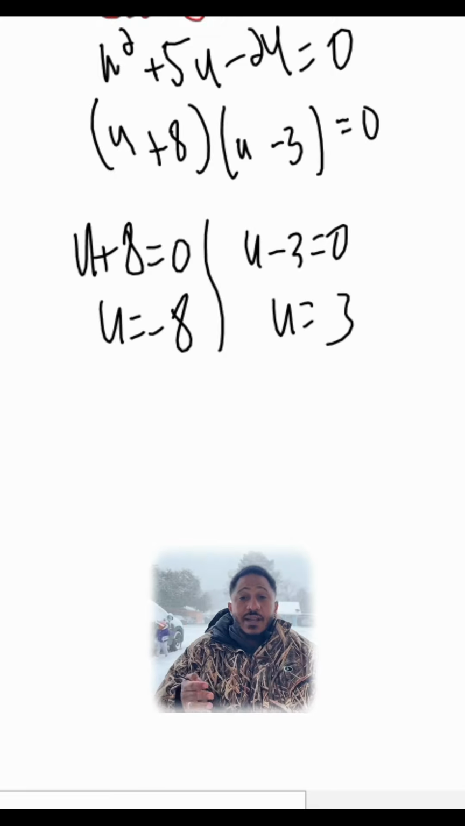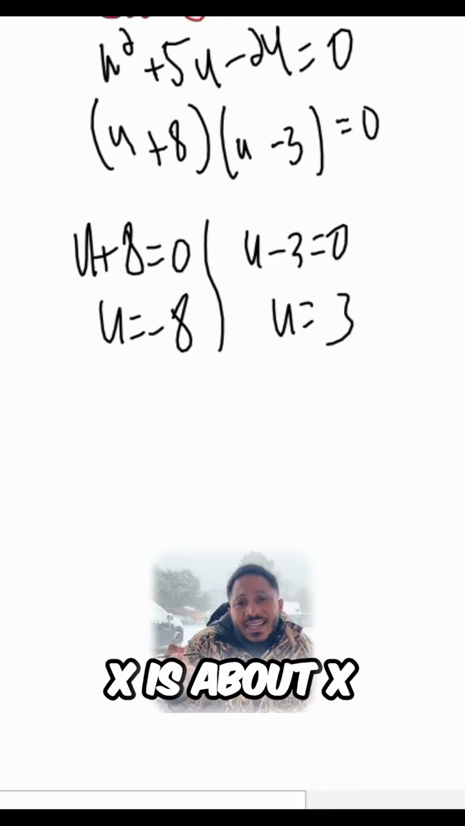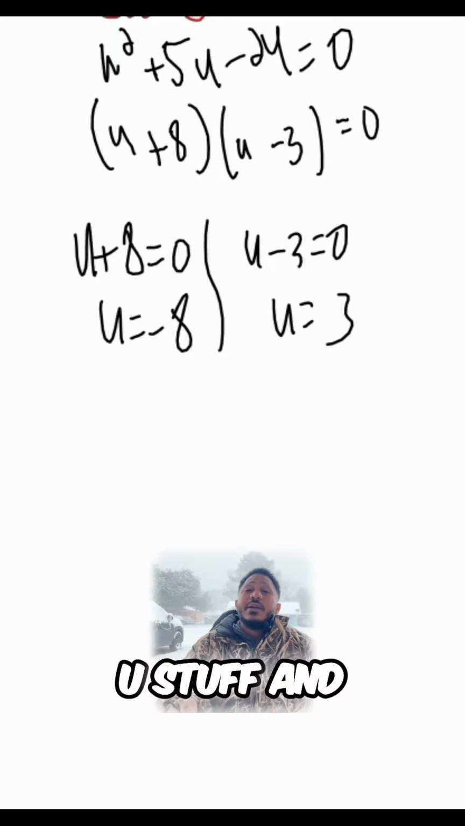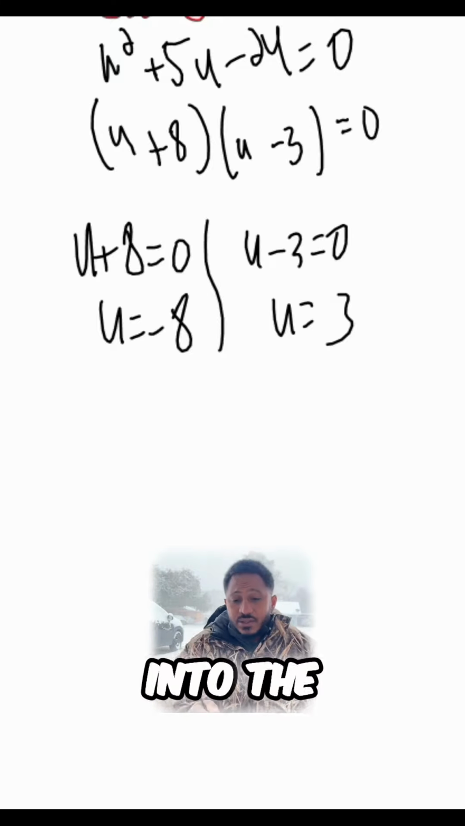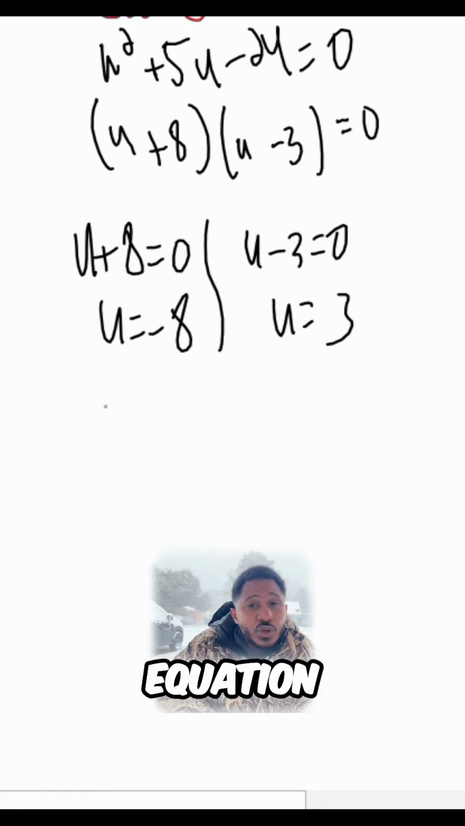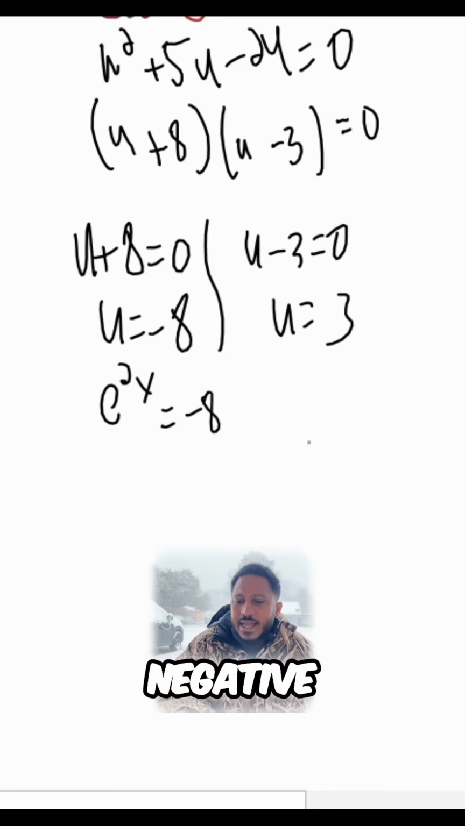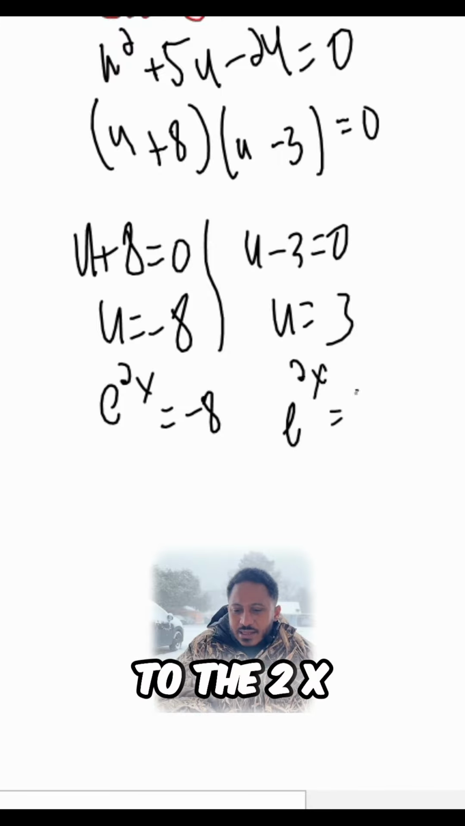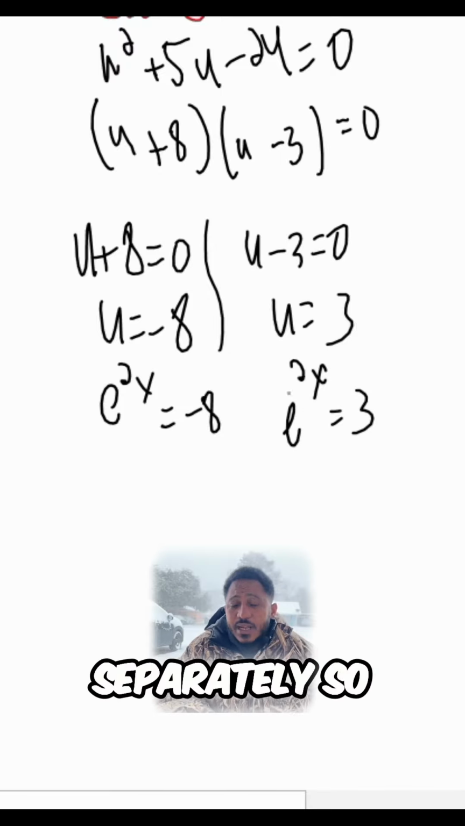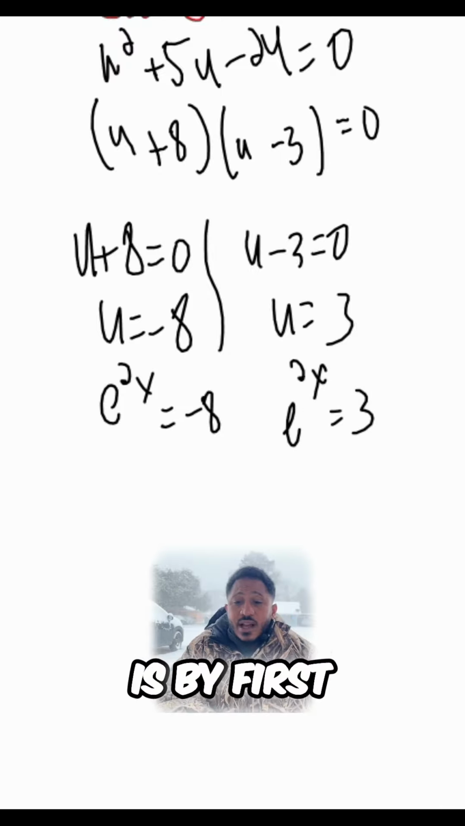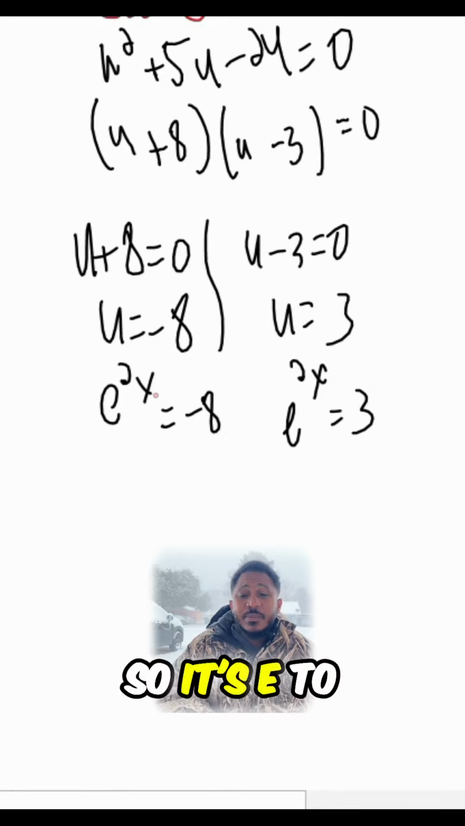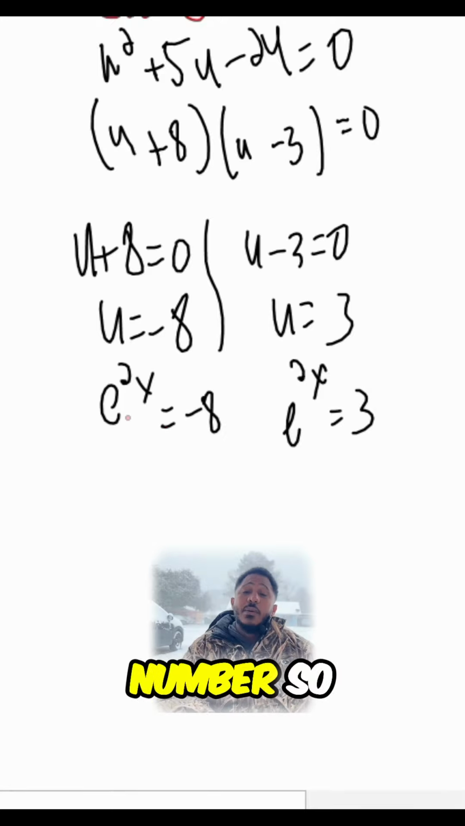Now, again, the x is x stuff and this is u stuff. So now we have to back substitute what u was back into the equation. Meaning u is e to the 2x, right? So e to the 2x equals negative 8, and e to the 2x equals 3. I will solve each of these separately. How we solve these is by first getting rid of the e. So it's e to the power equals a negative number. So we ln both sides.